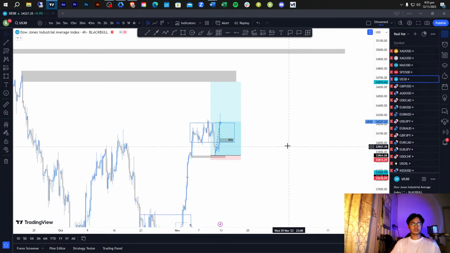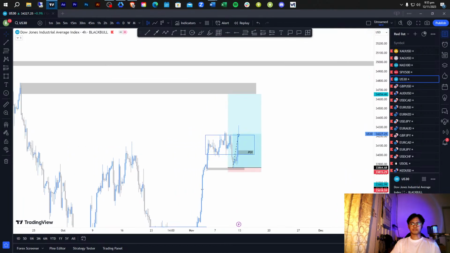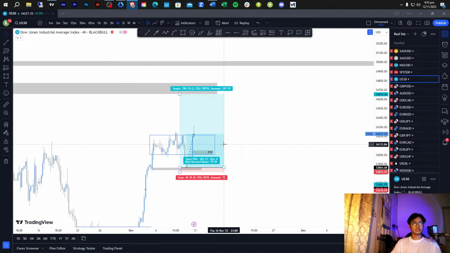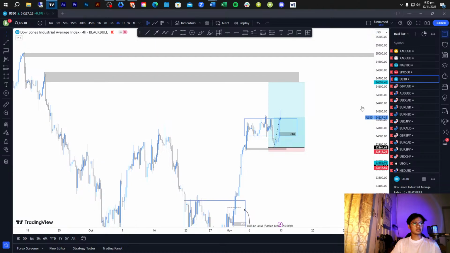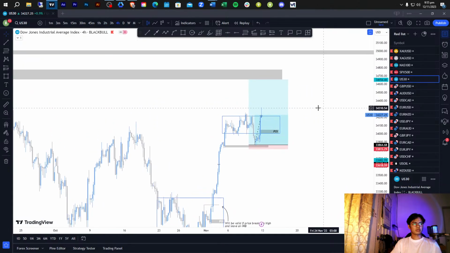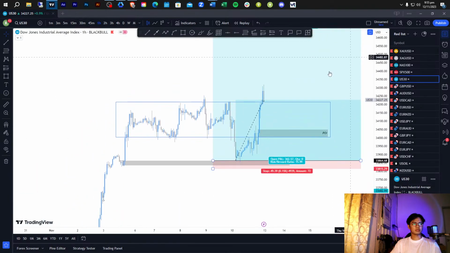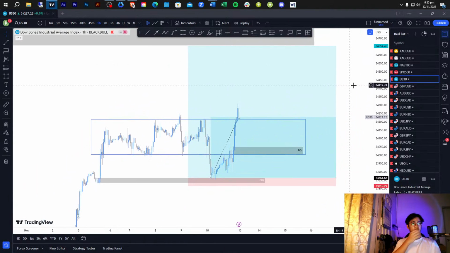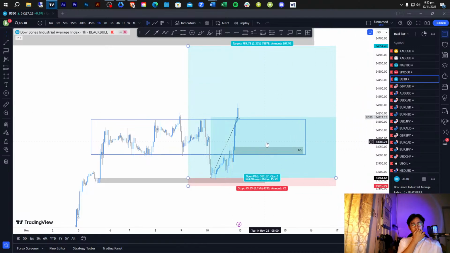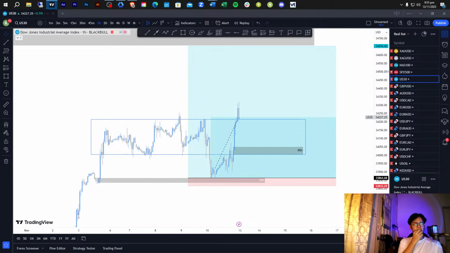So for this pair, US30, we're gonna see upward movement from this week. But tomorrow Monday, maybe we can see it going down slowly to mitigate this. Then that's where the price will go up. And that's it for US30.